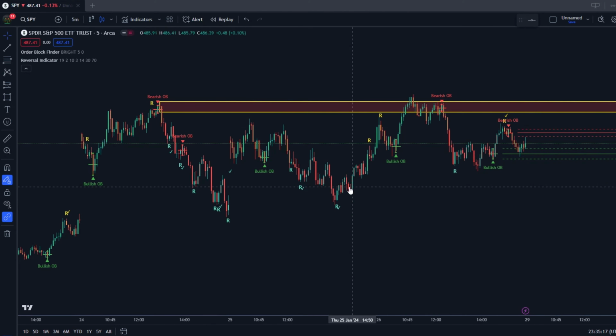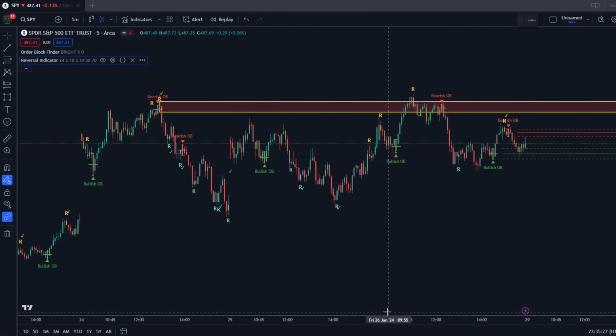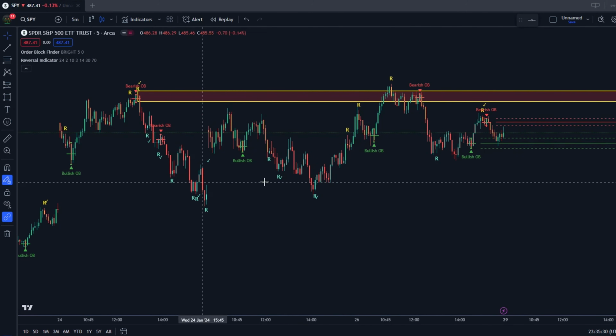And before we get into that, we're just going to change one setting. We're going to go back up to the icon here so we can get a more accurate reading of this indicator, and we're going to change it from 19 to 24. Click the OK button. This is just to adjust it a little bit better for the 5-minute time frame. Once again, both of these indicators work on all time frames, so you don't have to worry.